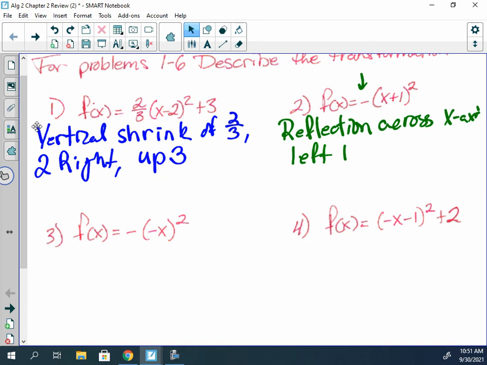Any other questions on these here? We good with 1 through 6? Because for 1 through 6, we're either going to have a reflection across the x or y-axis, a vertical stretch or shrink, horizontal stretch or shrink. Most likely on the test, there will not be horizontal. Left, right, up, and down.